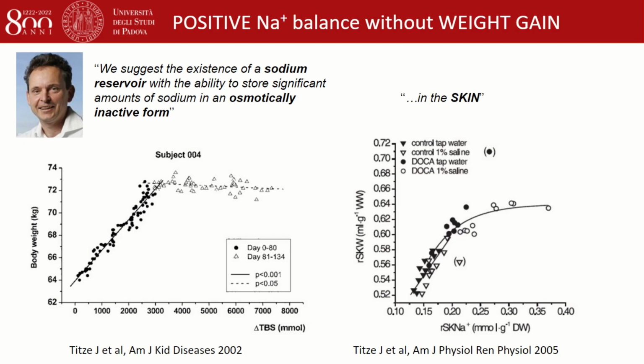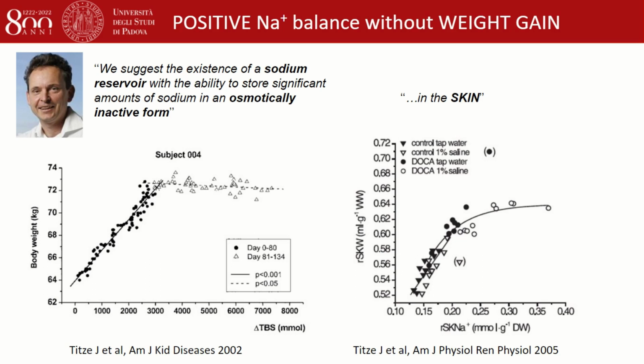He first noticed that whenever you were running metabolic experiments, and those experiments were lasting long enough, the salt loading of animals and humans at some point was no longer paired by accumulation of water, as the accumulation of sodium happened in tissues. To a point that he and his group suggested at that time the existence of a sodium reservoir in our body with the ability to store significant amounts of sodium, which he proposed to be osmotically inactive, so not paralleled by a similar amount of water.